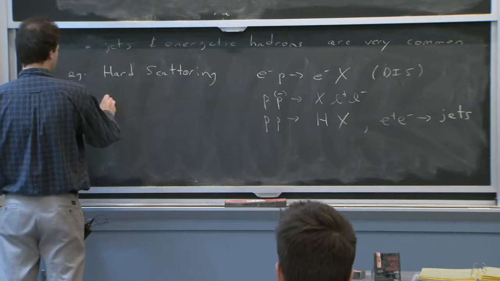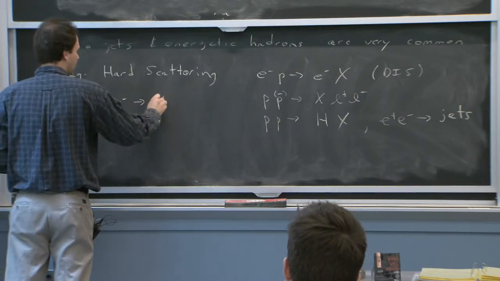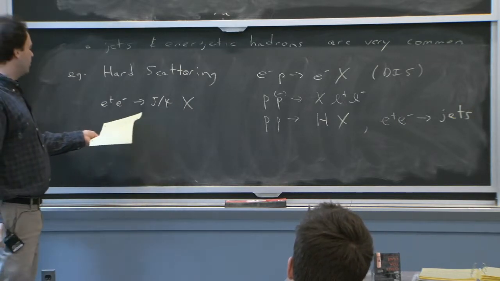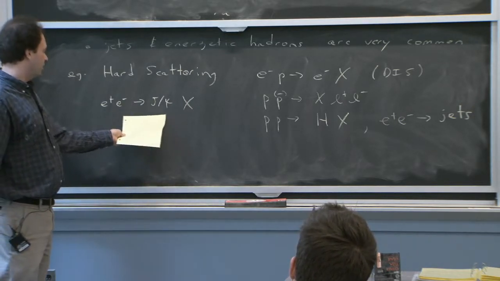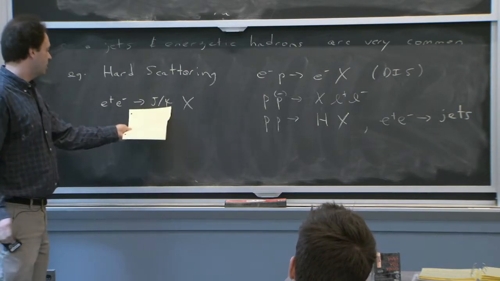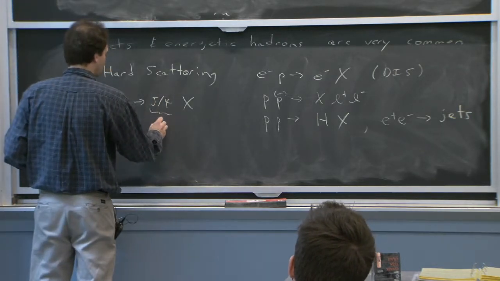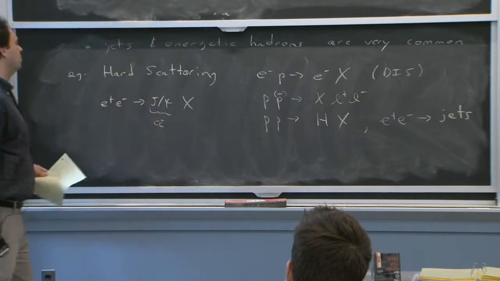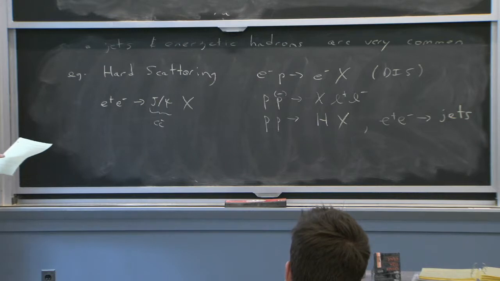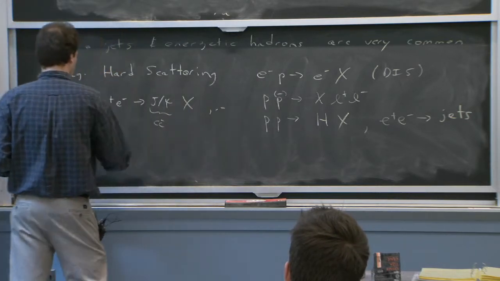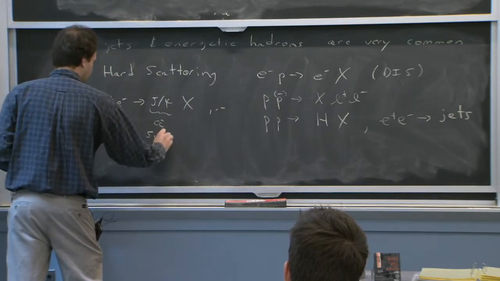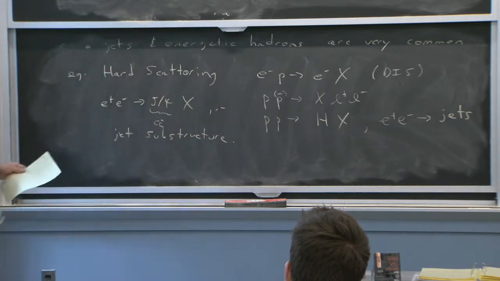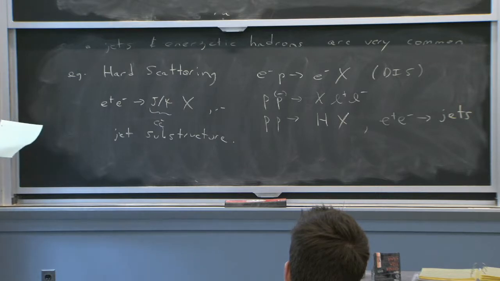You could do quarkonia physics, e+ e- producing a J/psi and an X. Here you need a combination, if the J/psi is produced at large energy, of non-relativistic QCD for this c c-bar bound state, as well as SCET for the fact that it's an energetic state. So this would be a combination of two different effective field theories. People use it for thinking about jet substructure. So all sorts of things that you might be interested in having to do with hard scattering.